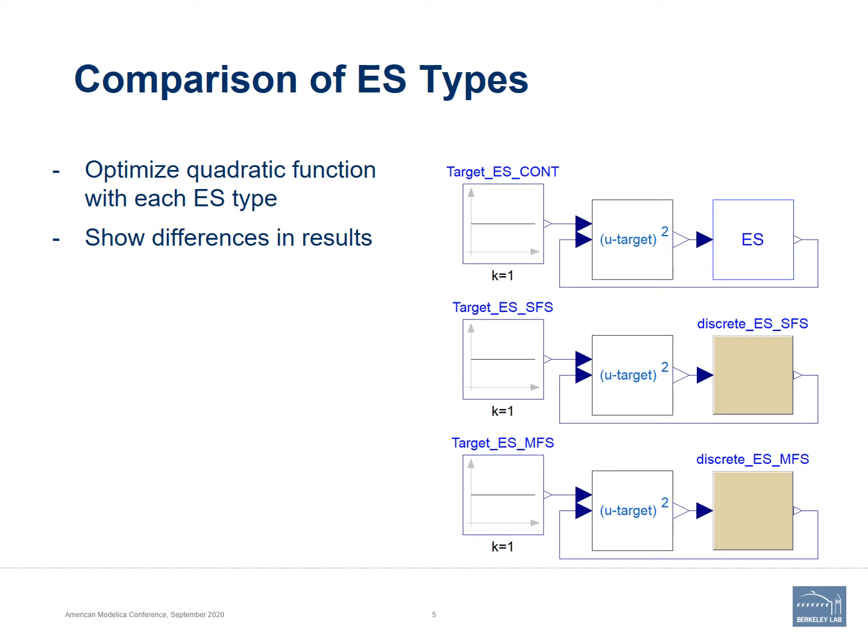To compare the three different ES types, we just use a simple quadratic function and try to optimize that. The target we set is 1, and we simulated that in Modelica with the three different controller types.